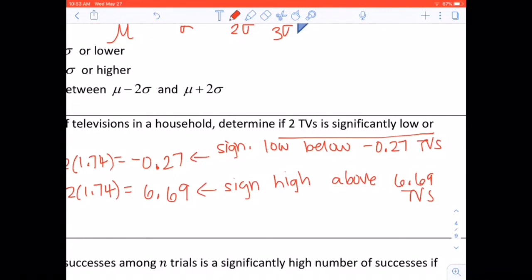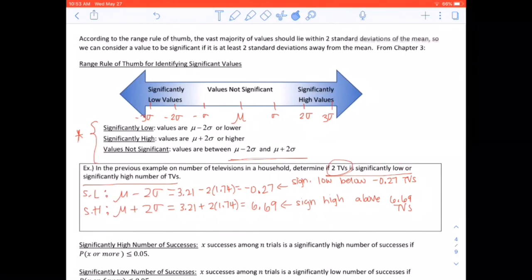So this question was asking about if 2 TVs is significantly low. Well, 2 TVs is in between those 2 cutoffs that we have. And since it's in between those 2 cutoffs, that means that it is not significant. So we're going to go ahead and write that down. So 2 TVs is neither significantly high or low. So it's neither. What about if I asked 7 TVs? Yes, that is considered significantly high.